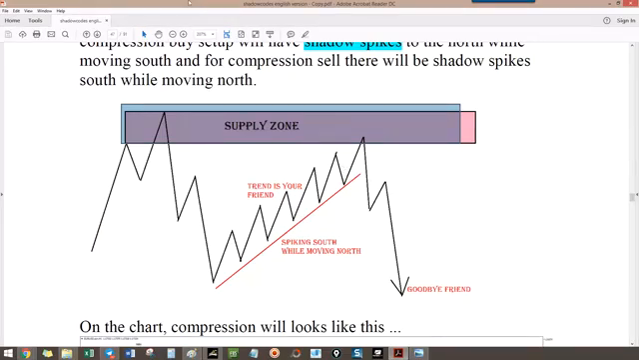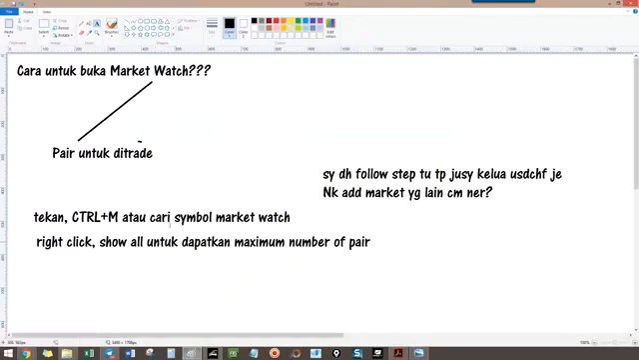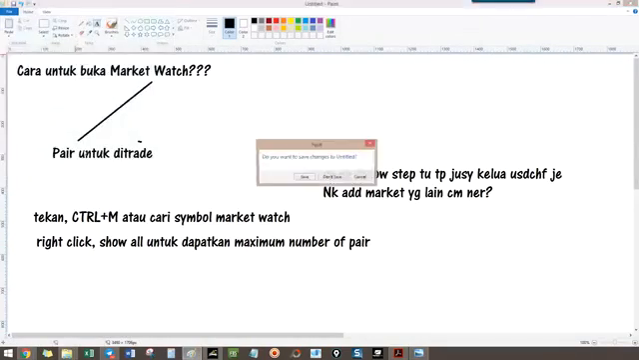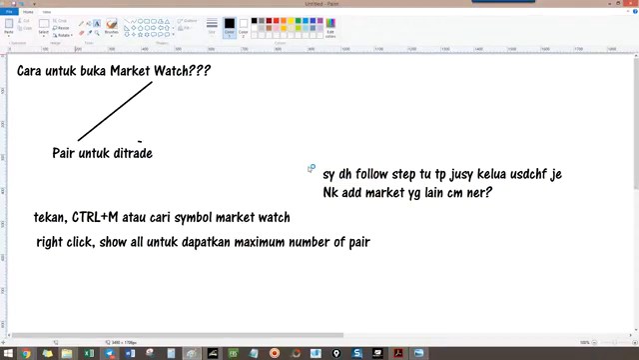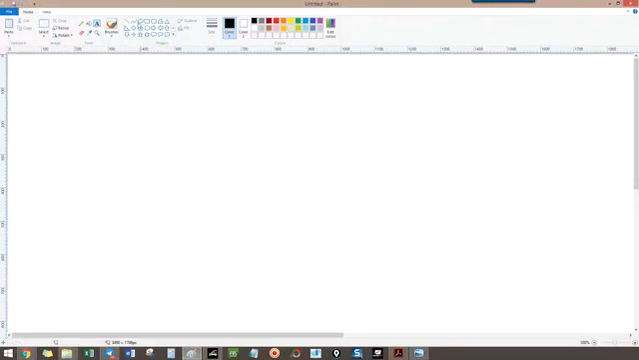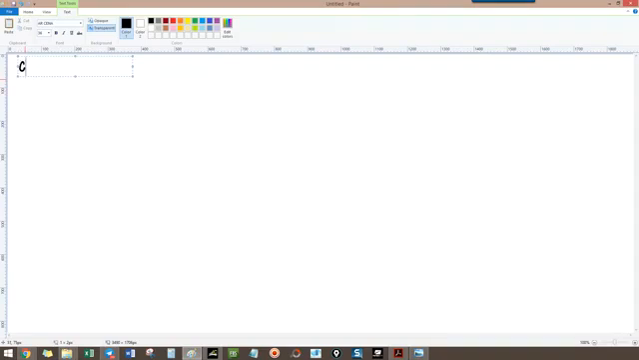So it will look something like this. All right. So compression theory.